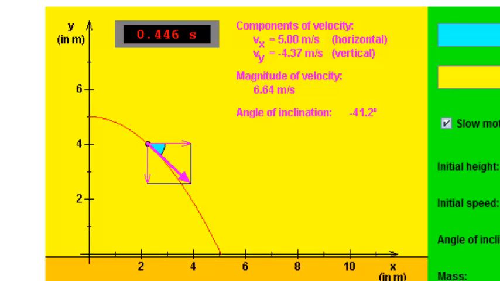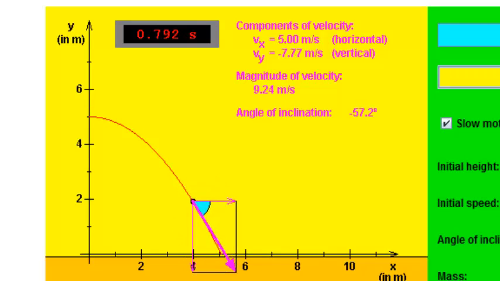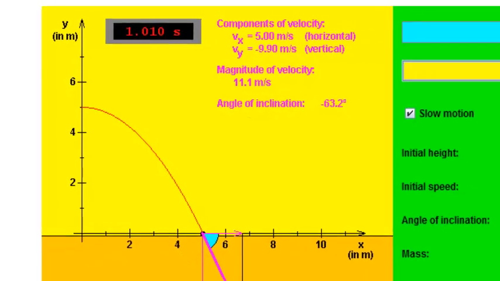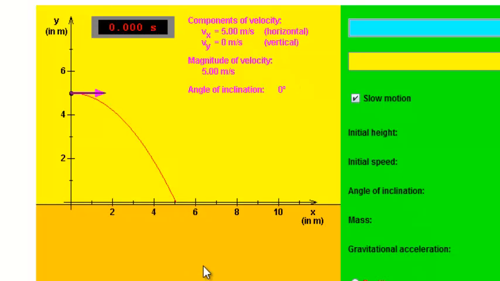The horizontal is unchanged. And of course, as you get closer and closer to the ground, as you would expect, that vertical component is getting larger and larger. So what we can do here is analyse the two components, and what we can see here is that, if I reset, the horizontal does not change, but the vertical is getting bigger.